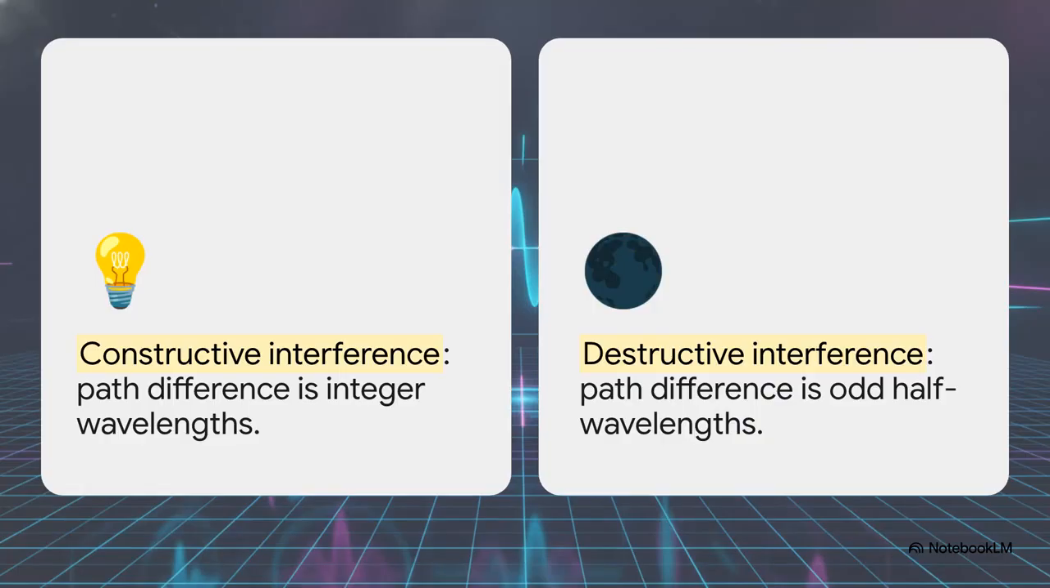So here's the secret behind those fringes. As the waves travel from those two slits to a point on the screen, they actually travel different distances. If they travel different distances but arrive perfectly in step, meaning their path difference is a perfect integer, like 1 or 2 full wavelengths, they amplify into a bright fringe. We call this constructive interference. But if they're off by exactly half a wavelength, the peak of one wave literally meets the valley of another, and they completely cancel each other out into total darkness.